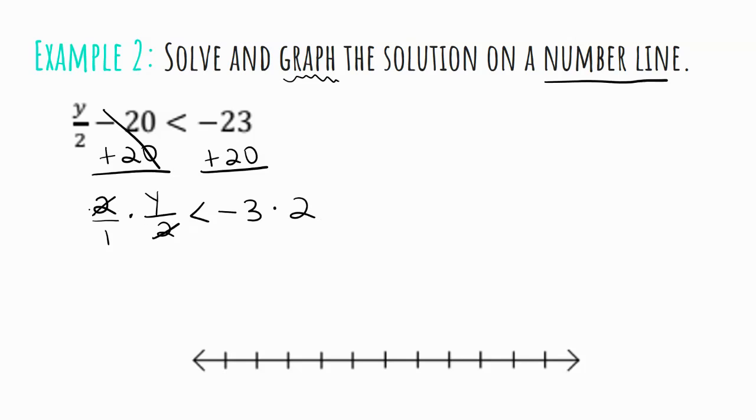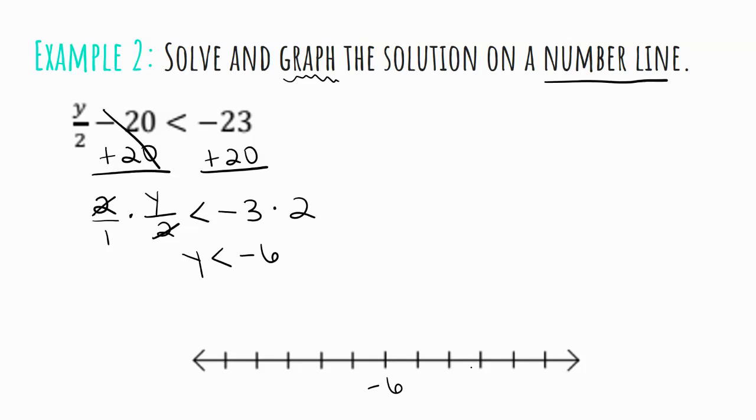So these 2's are going to cancel, like we said. And I didn't multiply by a negative number, so my sign is going to stay the same. Y is less than negative 6. So once again, I need to fill in my number line. So let's make this negative 6.